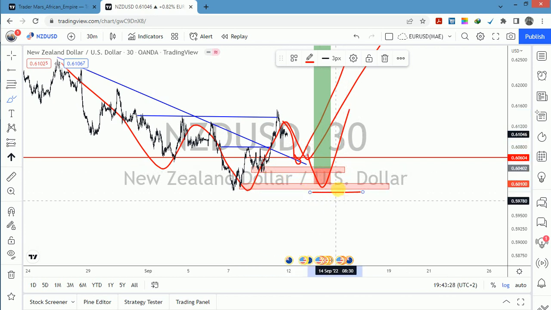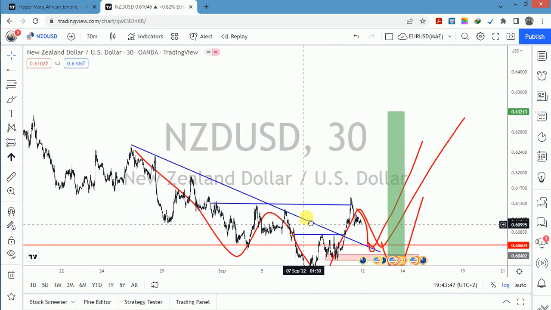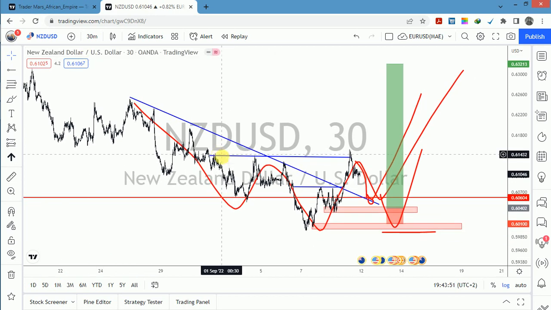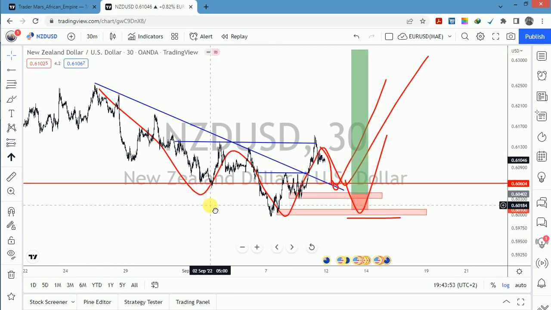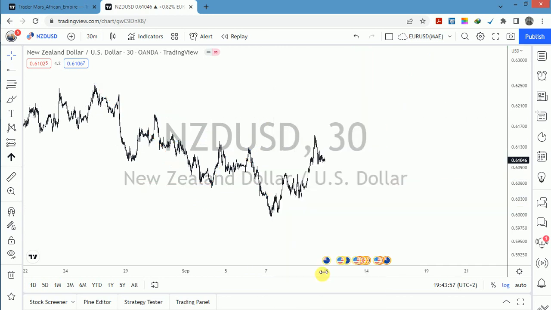But anyway, our stop loss will be at 0.6010. We'll be risking 30 pips. Our entry is 0.6040, and then our take profit will be around 0.632. That will be our take profit there. So let me refine the setup very quickly.